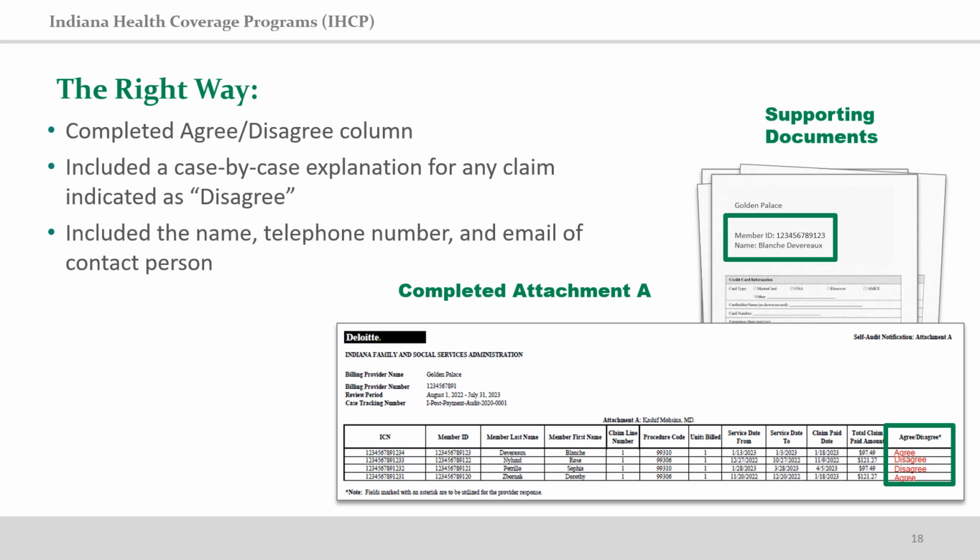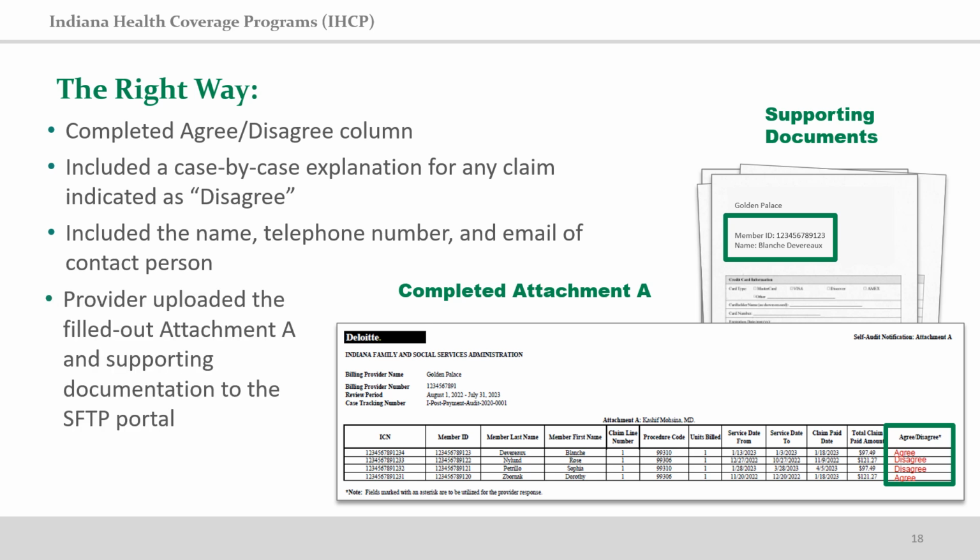The provider uploaded the filled-out Attachment A and supporting documentation, such as treatment plans, orders, and progress notes, to the SFTP portal. Instructions on how to upload documents to the portal are provided in the SAN letter. The OMPP can now complete their review of the information and make a determination. Let's look at an example done the wrong way.